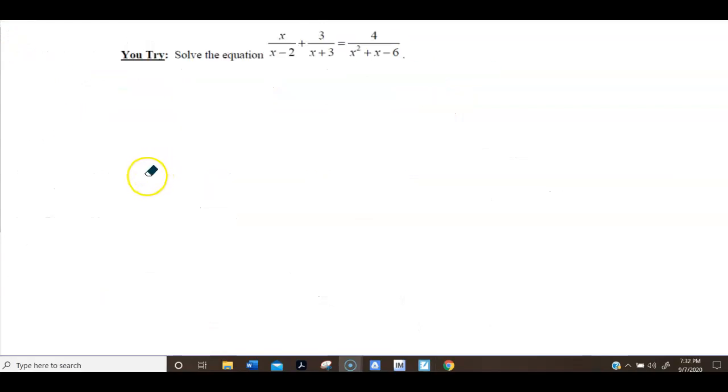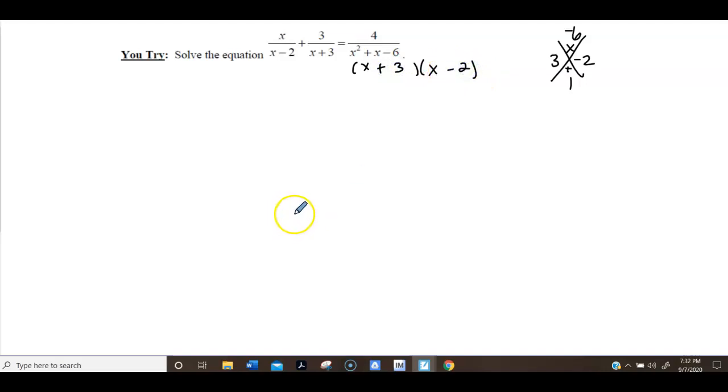So looking at the Utry problem, again, you're always going to start by factoring the denominators. So this is x times x is x squared. You need to multiply to get negative 6, but add to get a positive 1 that's in front of the x. So you're looking at 3 and 2, and the 2 is negative. So x plus 3 and x subtract 2.